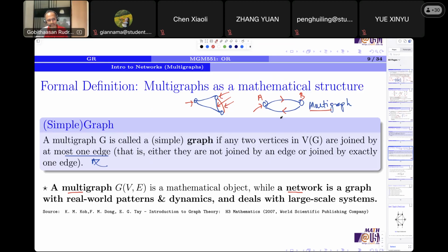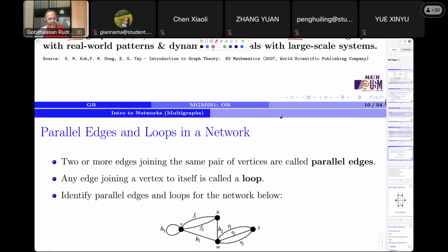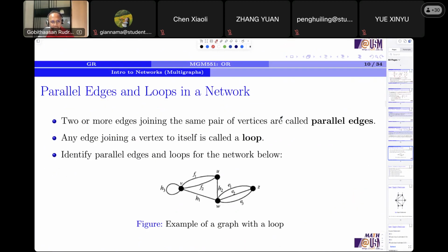Okay, so that is the difference. From now on, we will call multi-graph as network. There are a number of types of edges that you'll see in a network. Two or more edges joining the same pair of vertices are called parallel edges, whereas any edge joining a vertex to itself is called a loop.